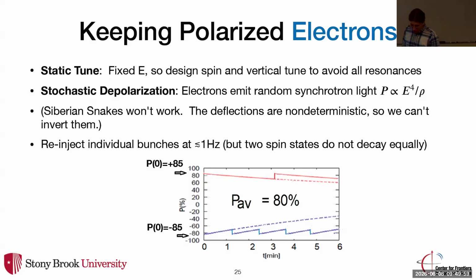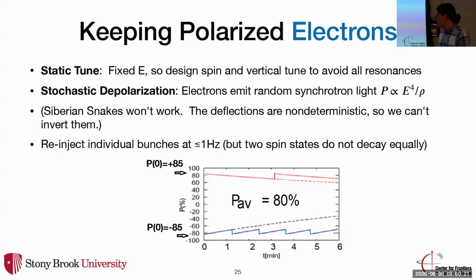The problem with electrons is that every time we bend them, they emit a bunch of synchrotron light, proportional to the 4th power of the energy. We cannot use Siberian snakes to fix this because it's not deterministic. We can't flip it around so it randomly emits the same photon in another direction.